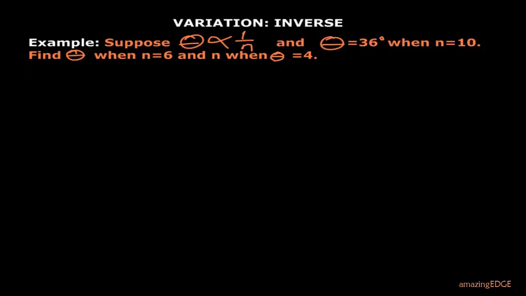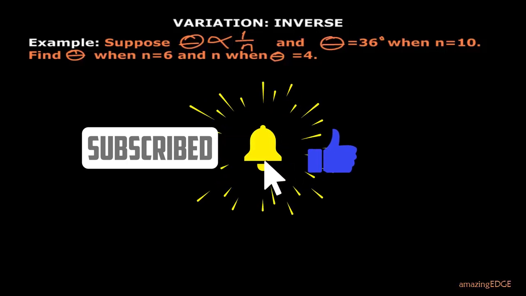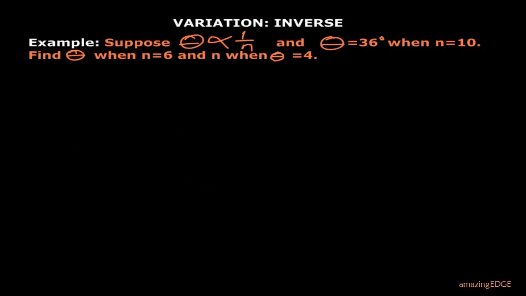So now, this example says, suppose theta varies indirectly with n, and theta is equal to 36 degrees when n is equal to 10, then find theta when n is equal to 6 and n when theta is equal to 4. So before you do anything, you have to get the formula. So we have that theta varies indirectly or inversely with 1 over n.